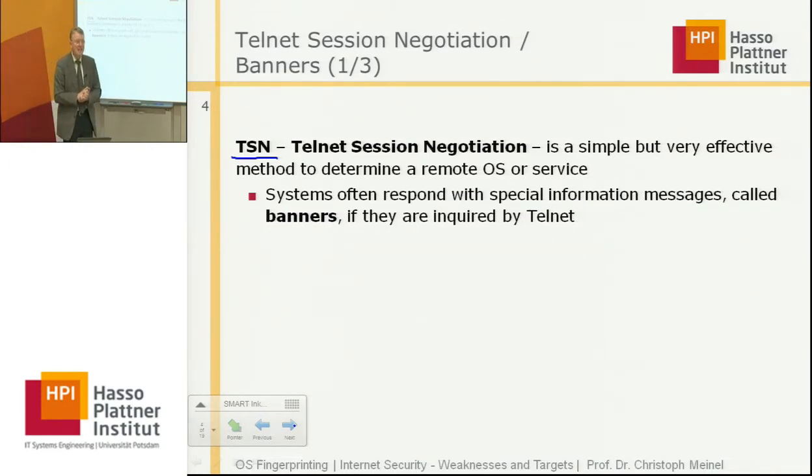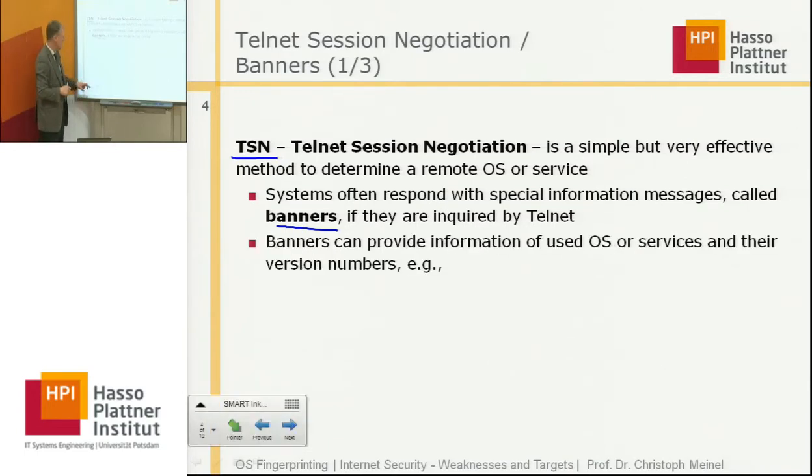What is done? Systems often respond with a special information message, called a banner, if they are queried by telnet. You know, telnet is a network service, and it's used for connecting to remote computers. So if a contact is made and a telnet message is sent, the system answers back to give telnet information about the operating system and other important parameters, so that telnet can establish a useful and meaningful connection to the system.